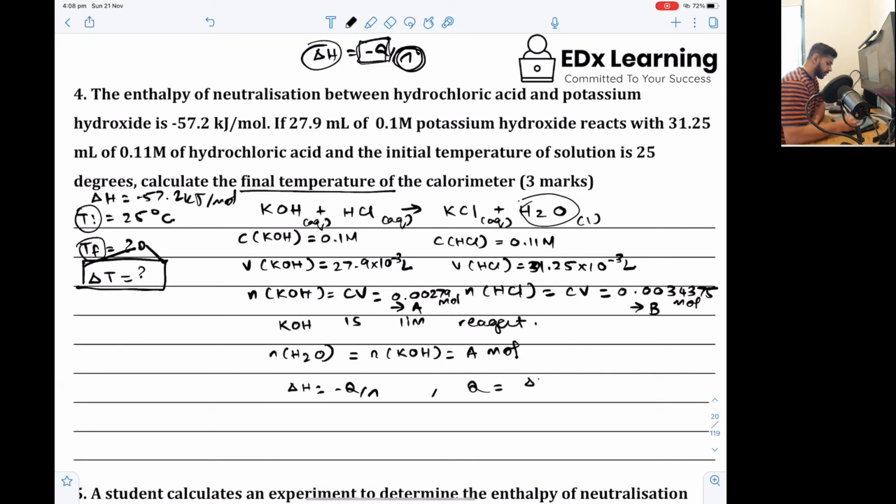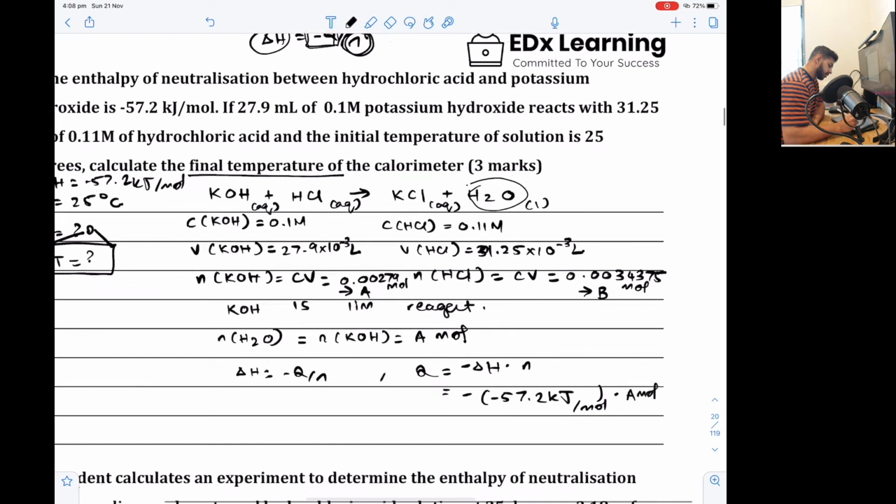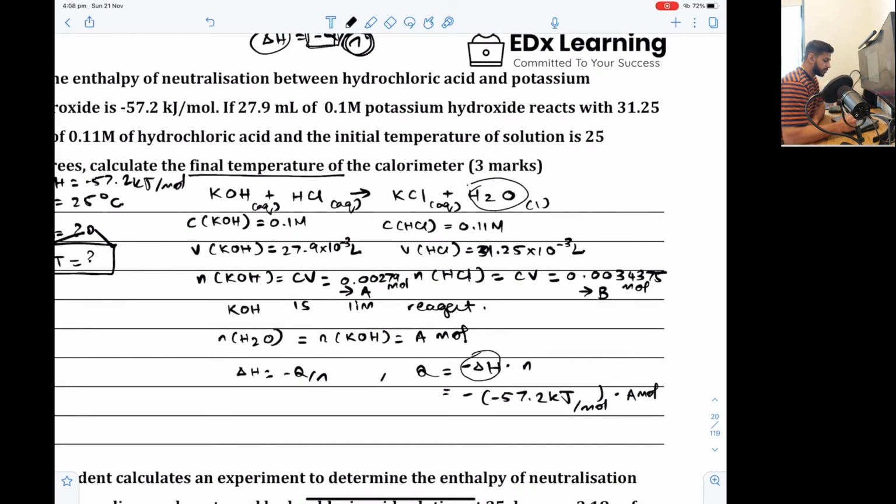Q equals triangle H times N, or negative triangle H. So this is going to be negative of negative 57.2 kilojoules, because remember it's always exothermic, per mole, times A moles. Now, do you see I'm writing units here? I don't usually do that, but the reason I'm doing that is because triangle H is always in kilojoules per mole, whereas when you use Q, you must convert it to joules. Okay? That is why units are very important. So always be cautious of that. It's a huge silly mistake students make, going from joules to kilojoules.